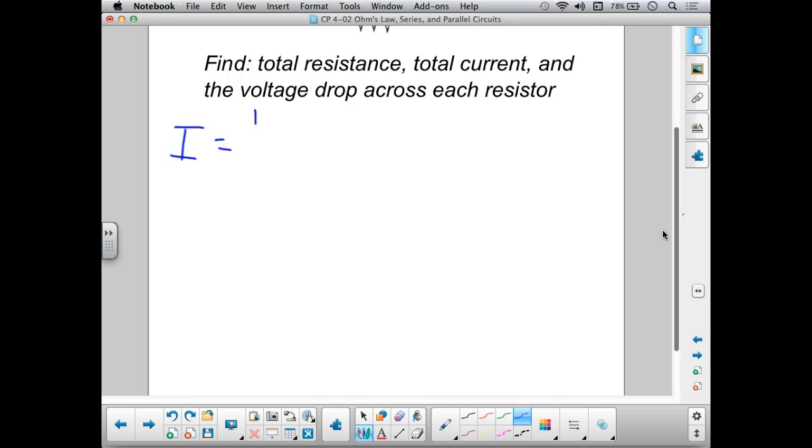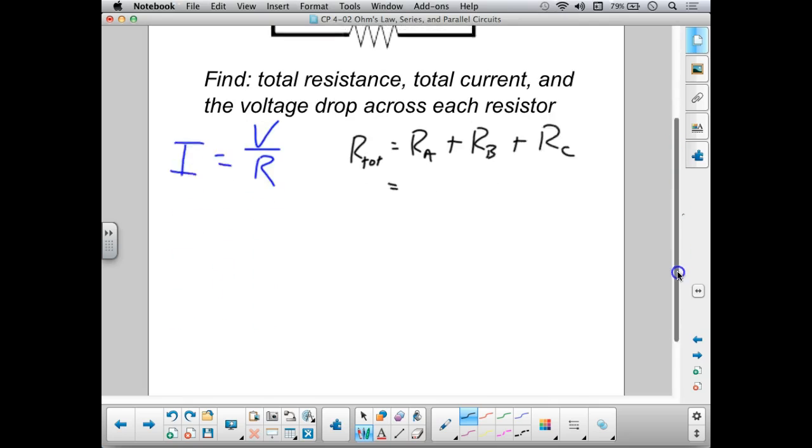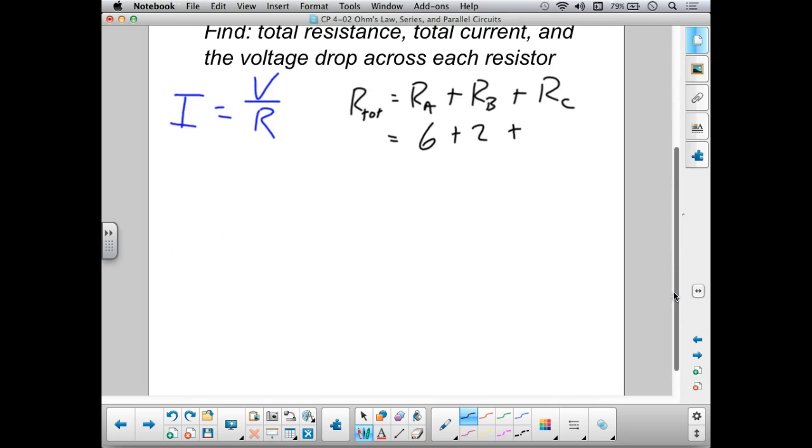Okay, let's write down Ohm's law so that we have it for reference. The current is proportional to the voltage and inversely proportional to the resistance. I equals V over R. My first step is to find the total resistance. So total resistance equals RA plus RB plus RC. RA we said was 6 ohms. So this is 6 plus 2 plus 4. And this time I'm going to have a total resistance of 12 ohms. First step.